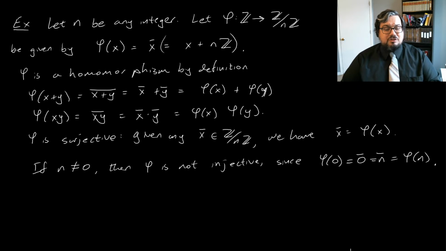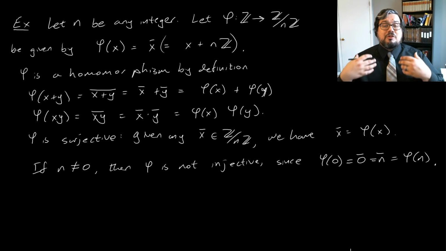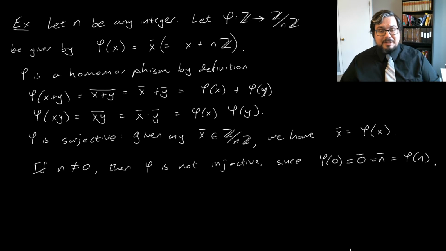So this shows that phi is a surjective homomorphism, but it's not injective if n is not equal to 0. So in particular, phi is not a bijection. However, that by itself doesn't mean that the two rings Z and Z mod nZ are not isomorphic. Because to say that two rings are isomorphic simply means that there exists some isomorphism between them. Building a particular function and showing that it's not an isomorphism isn't enough to show that the two rings aren't isomorphic.